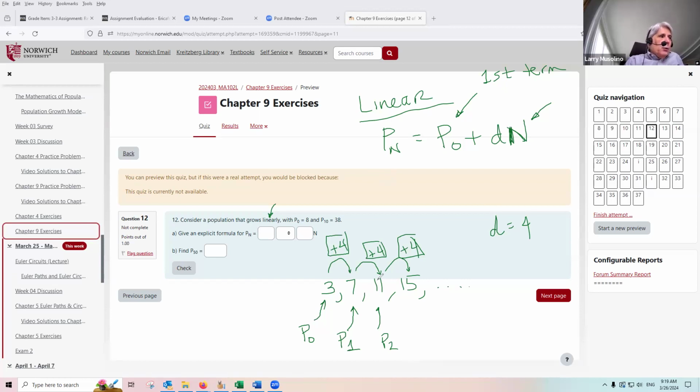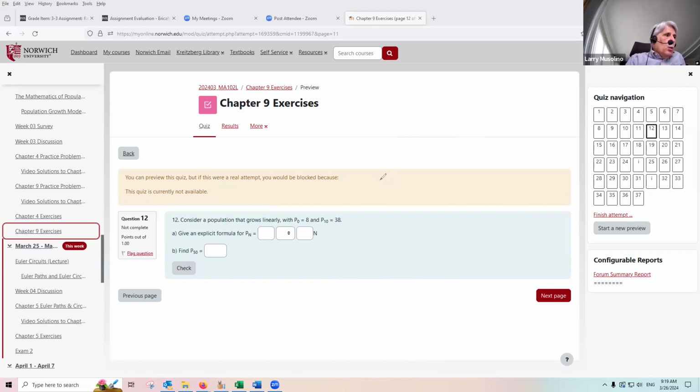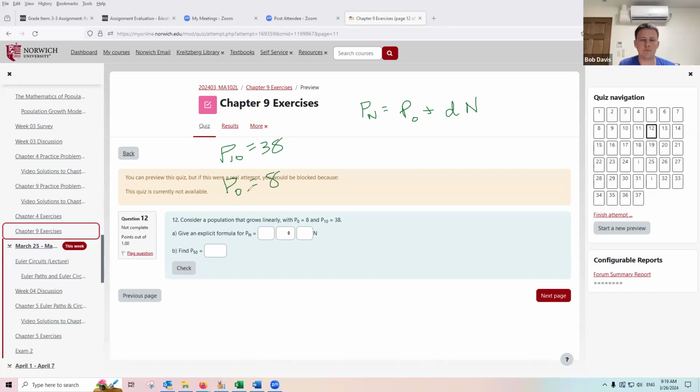All right. So now what we have to figure out is how to write the explicit formula. Once we know that, we'll be able to figure out P sub 50. Let me write the formula again. It says P sub n equals P sub 0 plus D times n. I'm noticing they're telling me that P sub 10 is 38, and I know P sub 0 is 8. What we don't know in this formula is little d. So we have to somehow find little d, the common difference.